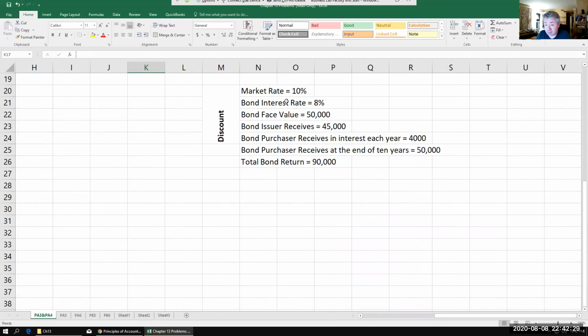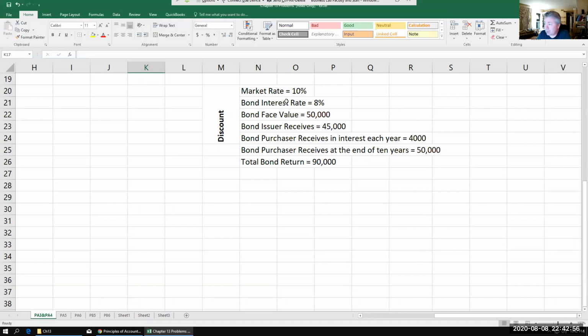So this makes the bond less attractive in the market. Why would an investor take our bond at 8% when they could get 10% over here, right? It's just very simple. They wouldn't. So in this case, we may be faced with selling it at a discount. And what that means is we get less upfront because the investor is going to get less in interest over the course of the bond.